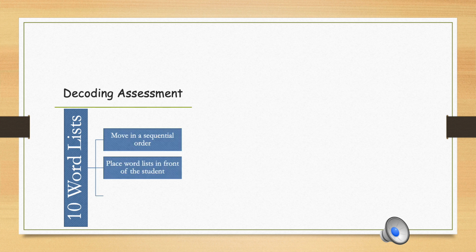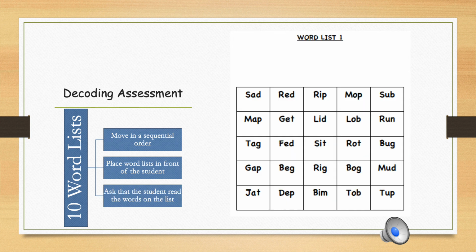There are 10 word lists in the decoding assessment. The word lists begin with closed syllables and move to more complex words and non-phonetic words. You will place the word lists one by one in front of the student and ask that he reads the words on the list. You will see word list number 1 on this slide.